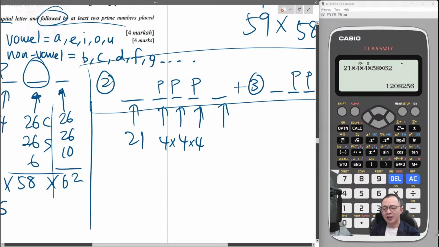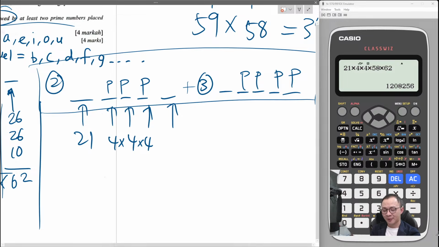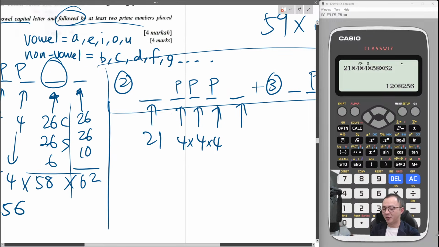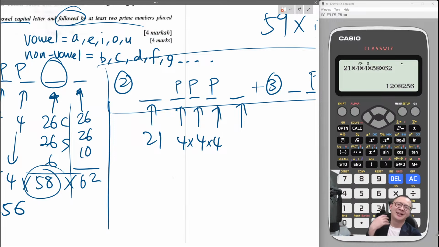Okay, if you want to do separate, then I will just make sure here cannot be a prime number. Isn't it? If this one cannot be a prime number, then it will be 58, right? But it can be any letter, right? Small letter, capital letter, but just cannot be a prime number, so it will be 58.